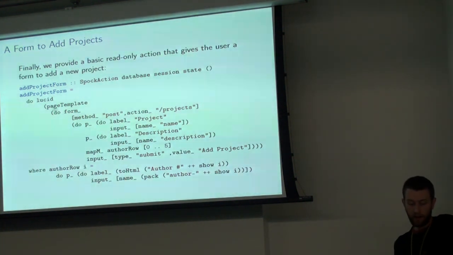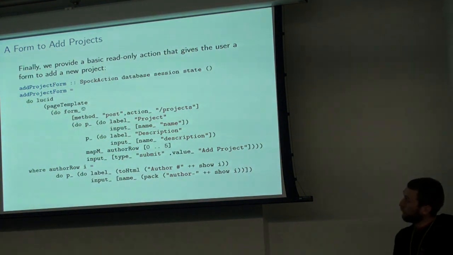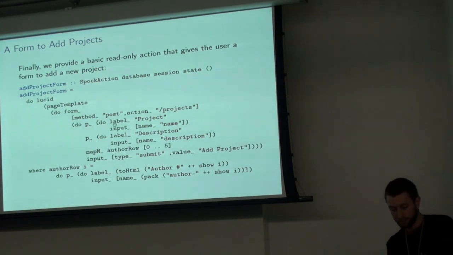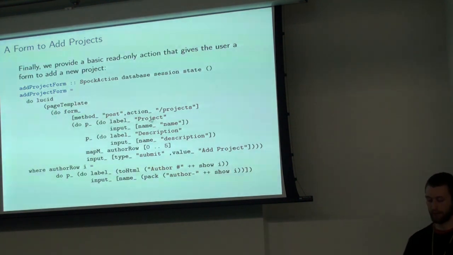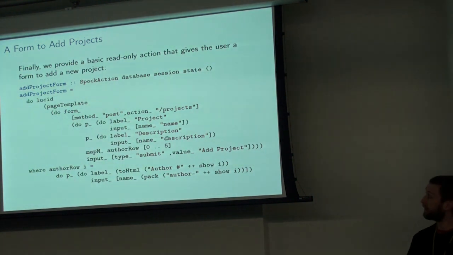And in the contents, I'm using our page template and our Lucid functions again to simply render back a form, which is going to be a post to /projects. And the contents of the form is fairly laborious. We just have the project name, which is an input field, description, which is an input field, author rows are constructed one at a time, so we have 5 author rows for the 5 post parameters that we expected, and finally a submit button at the end.